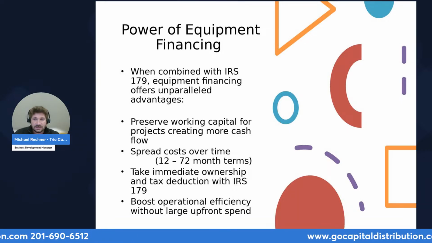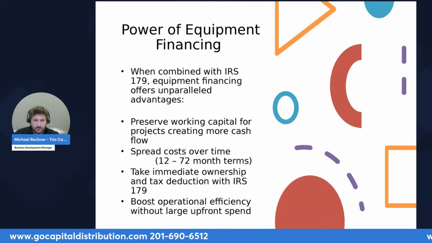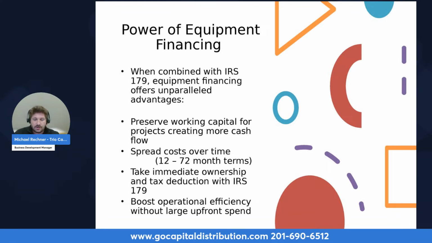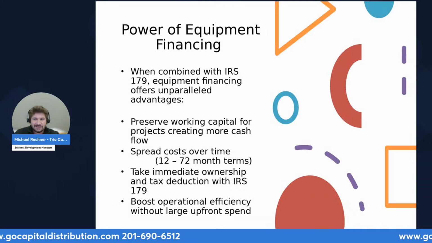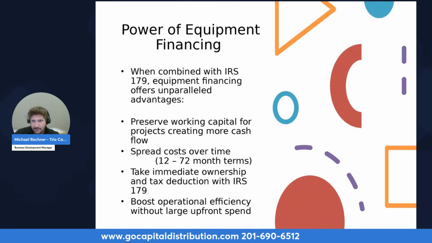But if you're in a pinch and you really need to spread something out, we can go out to 72 months on some bigger projects. And we can go over those details based on an approval. But taking immediate ownership and tax deduction with IRS 179, it boosts operational efficiency without large upfront spend. So obviously a lot of this is self-explanatory, but it's hammering home that to take advantage of it. It's there for business owners who need it, and the ones that use it truly capitalize.